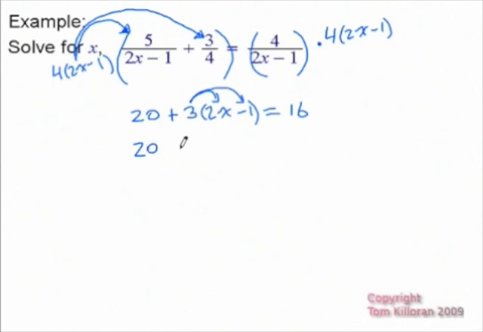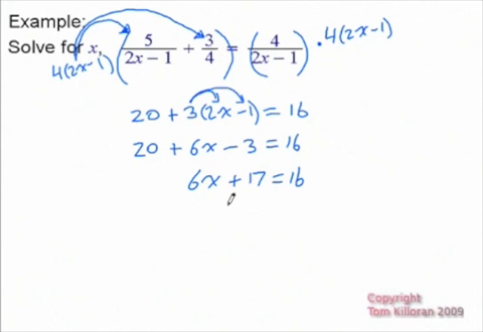So that's going to be 20 plus 6x minus 3 is equal to 16. Now, anytime you remove parentheses, next step would be to combine like terms. So we're going to have 6x plus 17 is equal to 16.